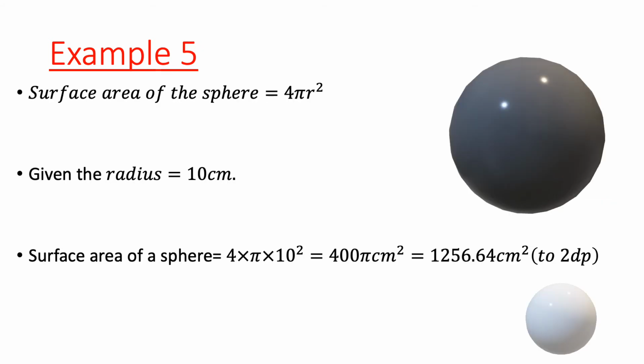Right guys, example 5. The surface area of a sphere is 4 pi r squared, so it's 4 times pi times r squared. Given the radius is 10, work out the surface area. So it's 4 times pi times 10 squared, which is 400 times pi, which is 400 pi centimeters squared, which is equal to 1256.64 rounded to 2dp. And obviously, we know that a sphere is a 3D circle, so that is my sphere. So that is how I work out my surface area.